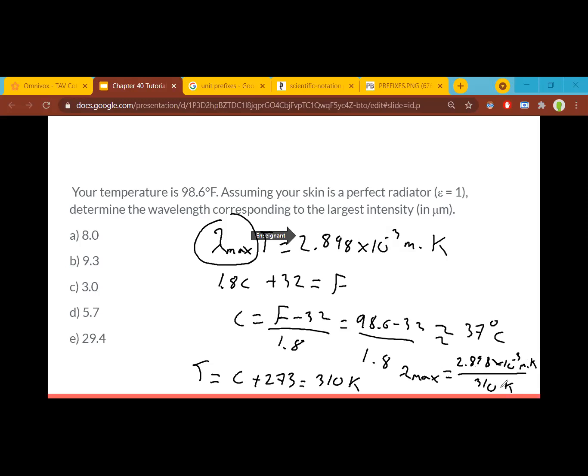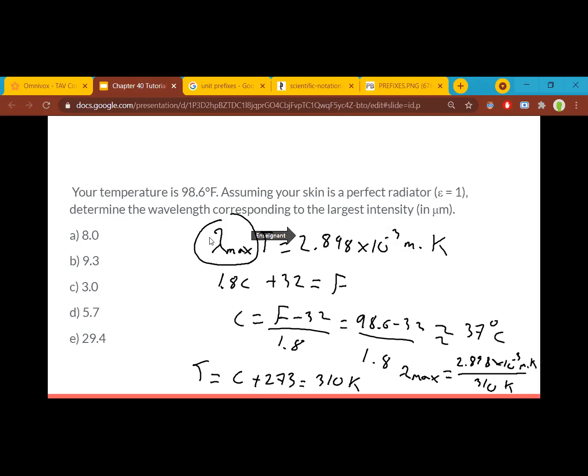What that should give you is, let me pull out my calculator. I usually like to write out the formula a little bit ahead of time. It's 2.898 e to the -3 divided by 310. So that gives you 9.3 times 10 to the -6 meters.